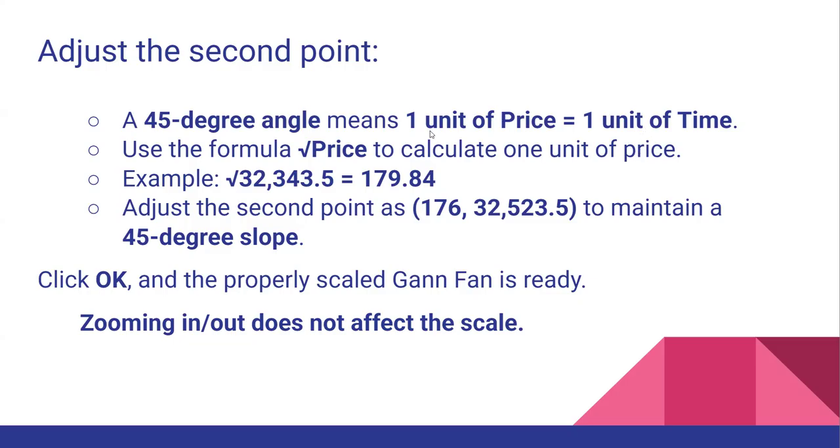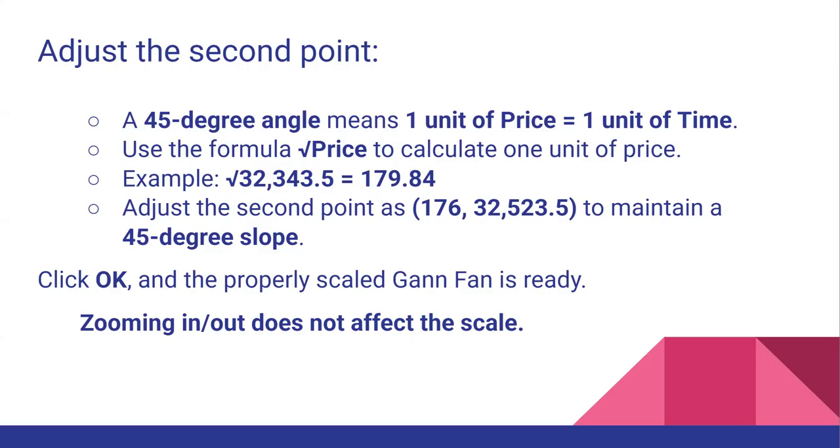So this is the fundamental. We need to approximate the Gann fan to 45-degree angles. That is, a 45-degree angle means 1 unit of price will change for 1 unit of time. For the formula, what we are going to do is find the square root of the price. For example, you have approximated from bottom to the top.